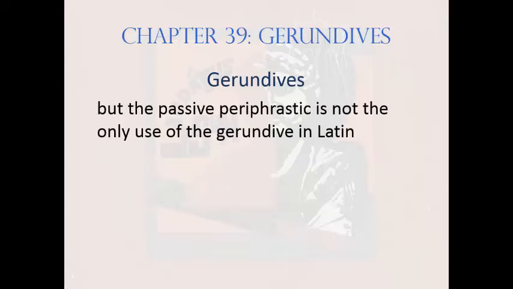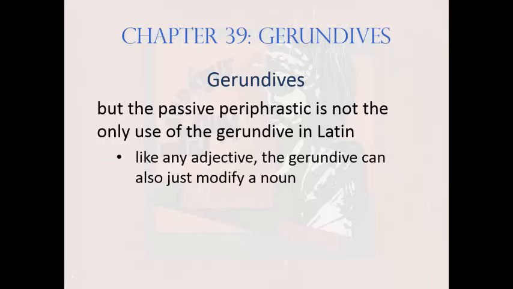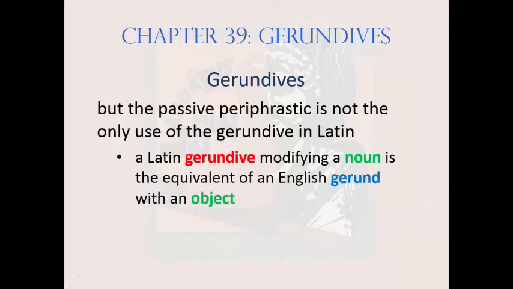So far, the only way we've seen gerundives used in Latin is in passive periphrastics. But here comes some bad news. That's not their only use. Sometimes they aren't connected with the verb to be. Sometimes they're just used as adjectives modifying nouns. And when that happens, they lose their sense of necessity and aren't translated as "must be." And now here's the crux of the issue.